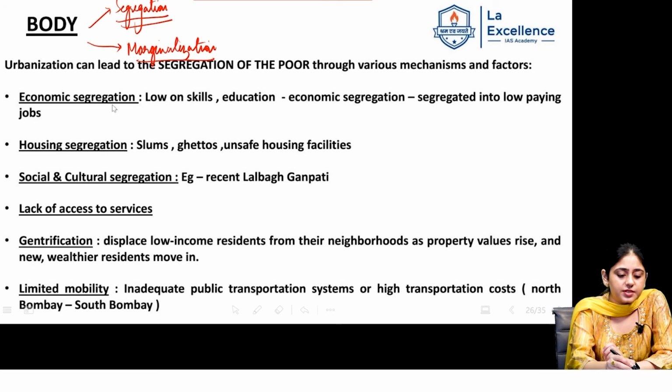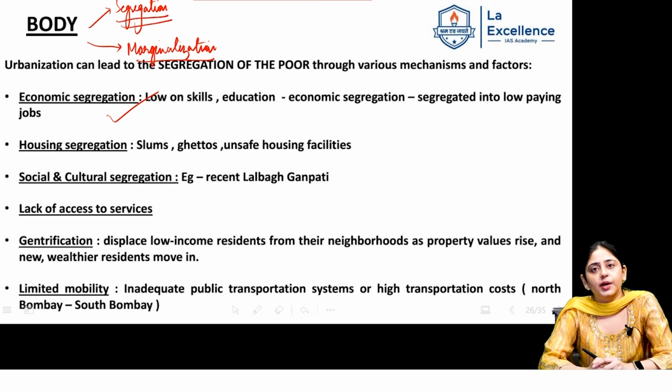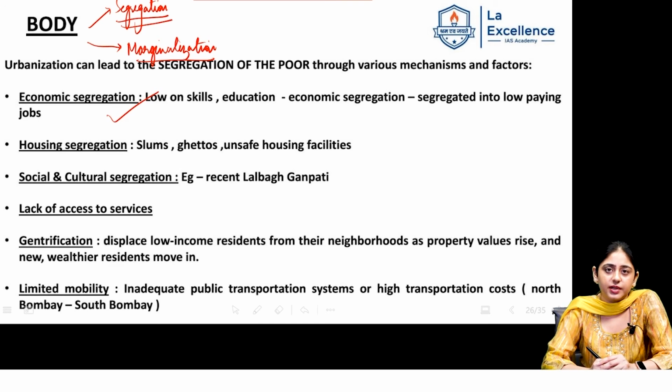So segregation, first of all, economic segregation. The urban poor are already low on skills, low on education, right? So economically they are already in low paying jobs. So there is a segregation in your cities.